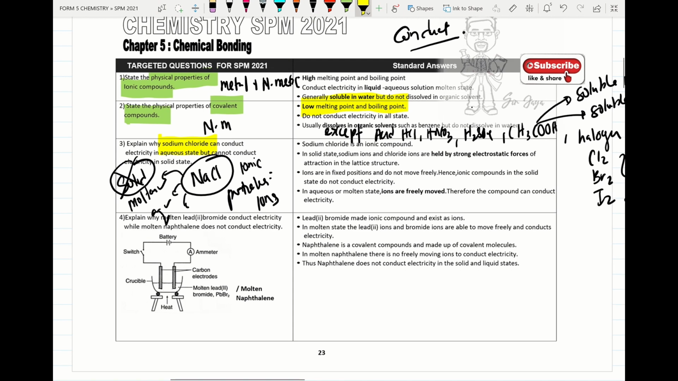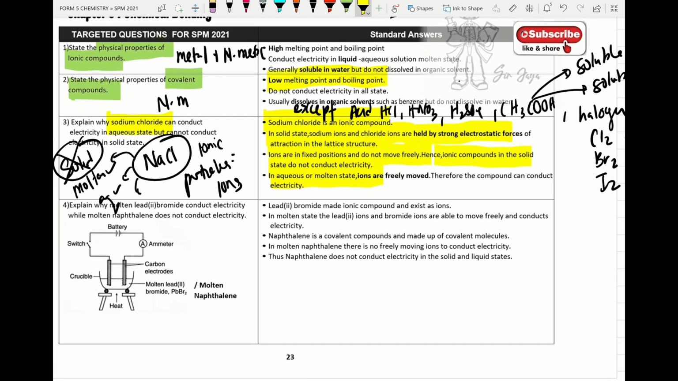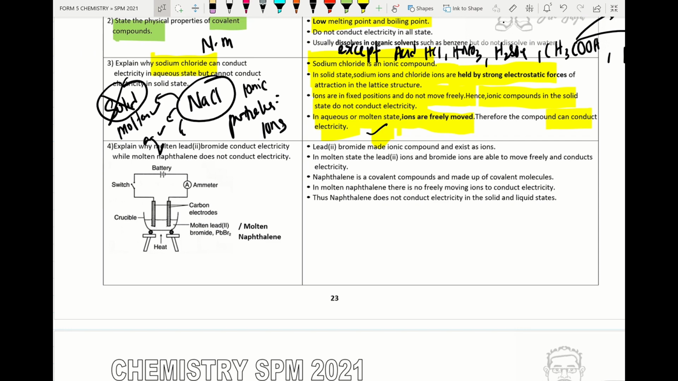Why? Explain. So sodium chloride is an ionic compound. In solid state, the ions, sodium ion and chloride ion, are held together by stronger electrostatic attraction forces, and they are arranged in lattice structure. The ions are fixed at their positions and do not move freely. Ionic compound in solid state does not conduct electricity. In aqueous state, the sodium ion and chloride ion are able to move freely, therefore they can conduct electricity. Please remember this point. I already discussed a few examples of questions in a previous video. Please check.